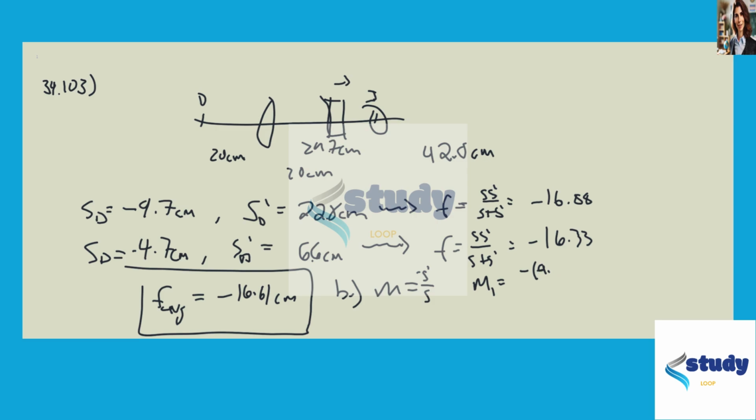Oops, sorry. This is a negative times 22.8 over negative 9.7. That's 2.35. M2, however, is negative 6.6 over negative 4.7, and that comes out to being 1.404. So since the second case has a smaller magnification, the image height is going to be smaller. So the first case, with the diverging lens 20 centimeters to the right, produces the tallest image. Awesome.